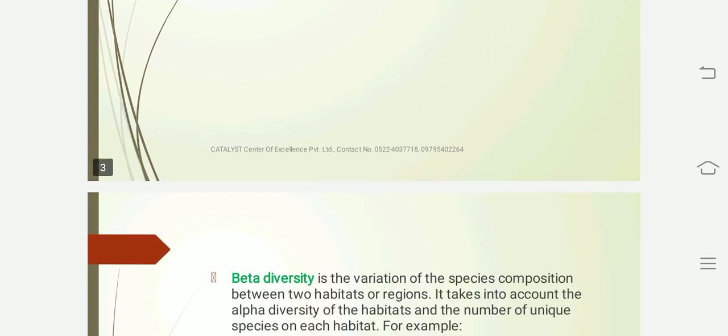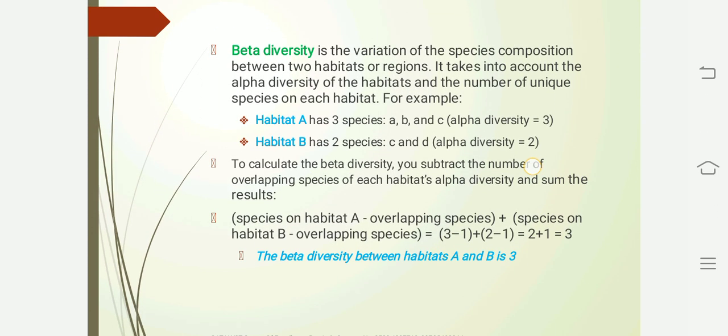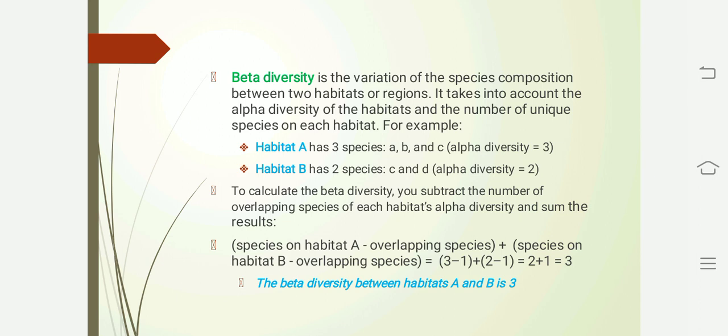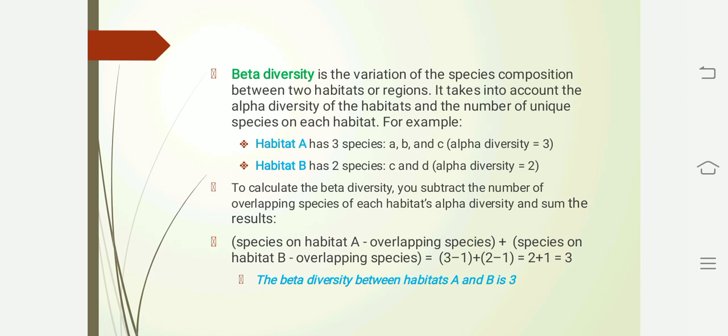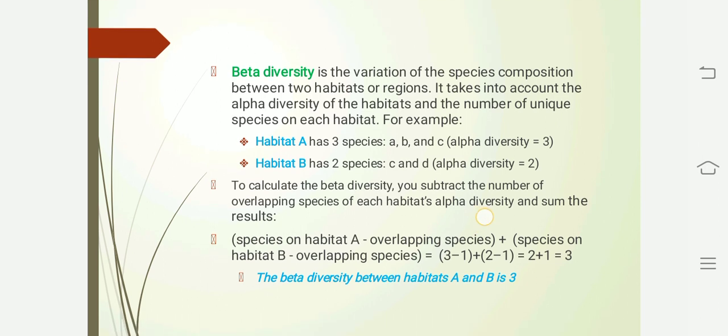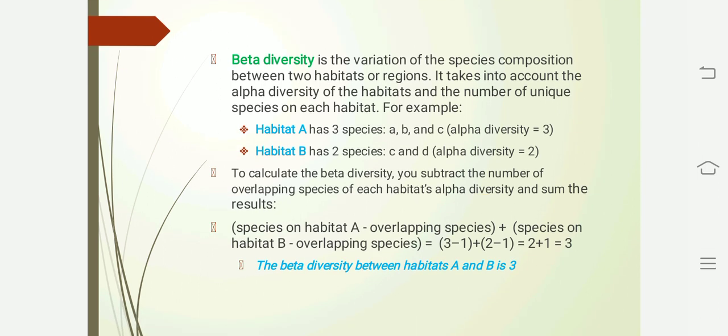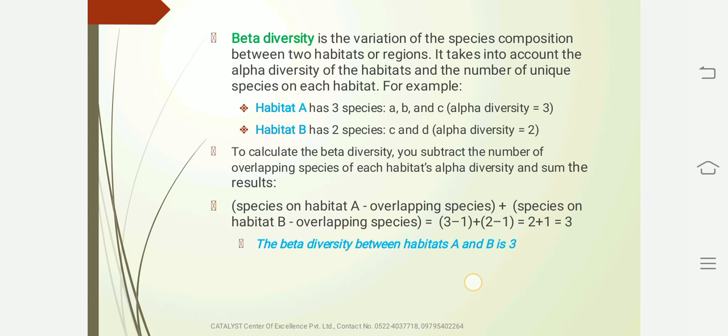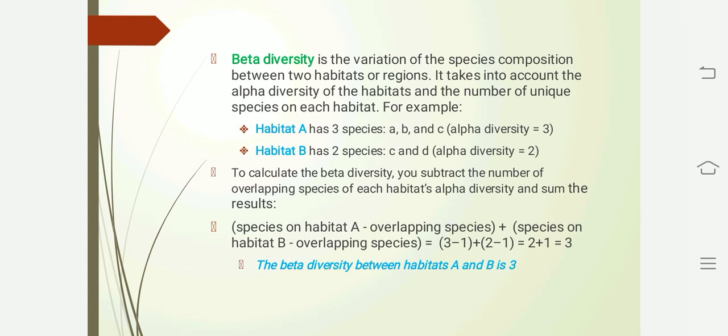Now we come to beta diversity. Beta diversity is the variation of the species composition between two habitats or regions. Here we are making a comparison between two different patches or two different ecosystems. It takes into account the alpha diversity of the habitats and the number of unique species in each habitat.